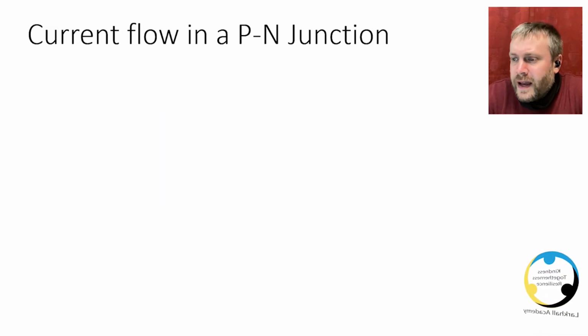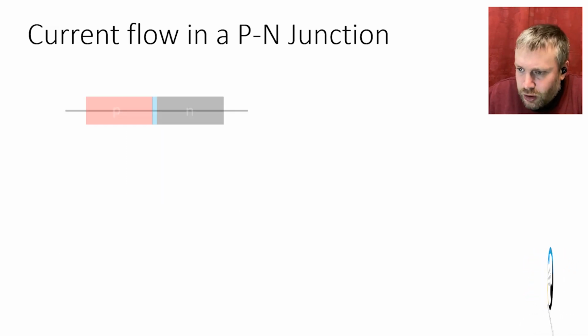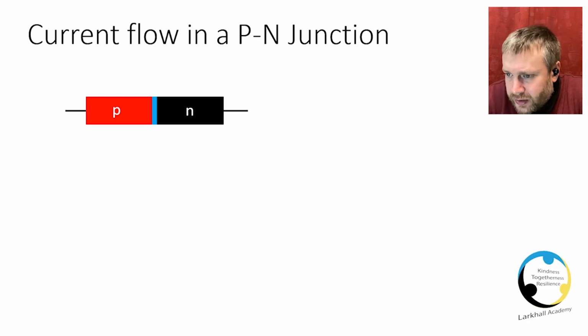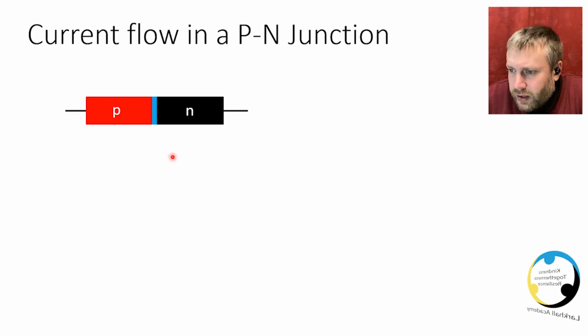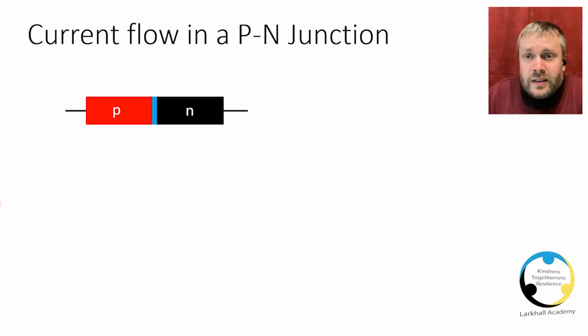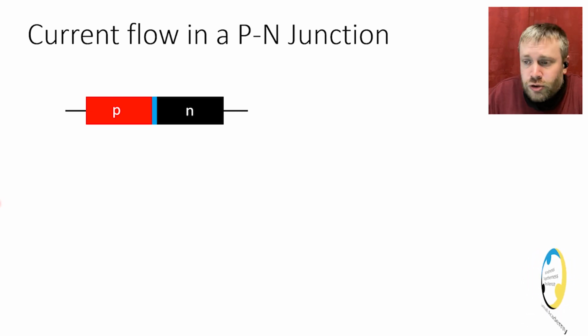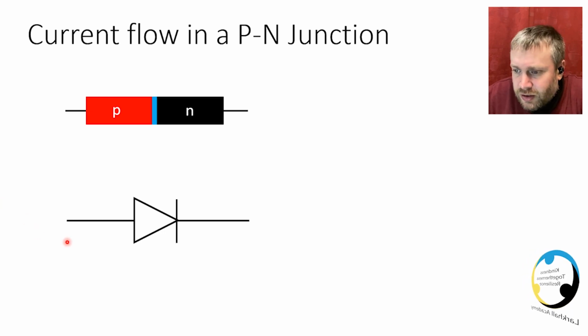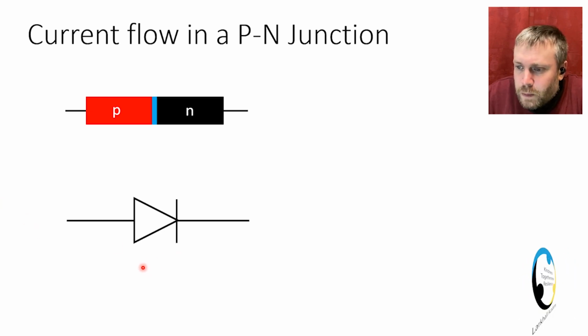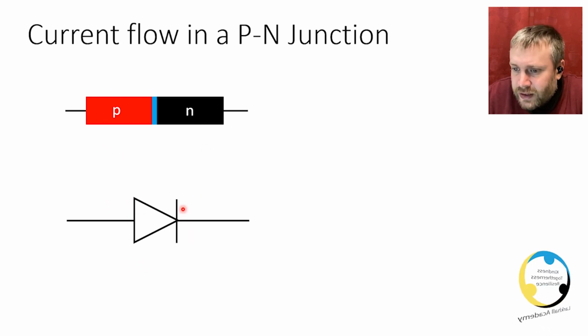So current flow in a PN junction. Well, let's look at our PN junction. There's our PN junction. We'll just go back to this model of our PN junction. So obviously we've got our P-type here, I've just labelled that P to highlight that for you, and this one is our N-type. I told you I was going to introduce you to the correct circuit symbol for the diode. This is the circuit symbol for the diode here. Now, just to make this clear, the P-type corresponds to this side of the diode. The N-type corresponds to this side of the diode.